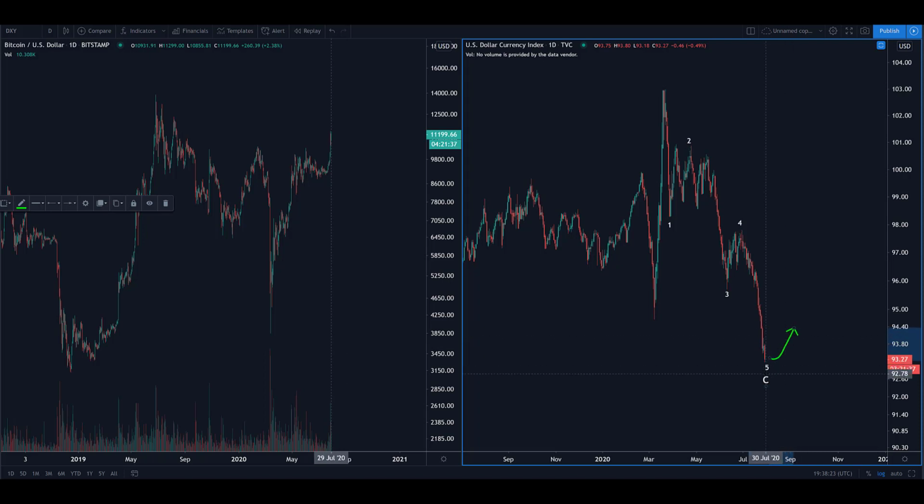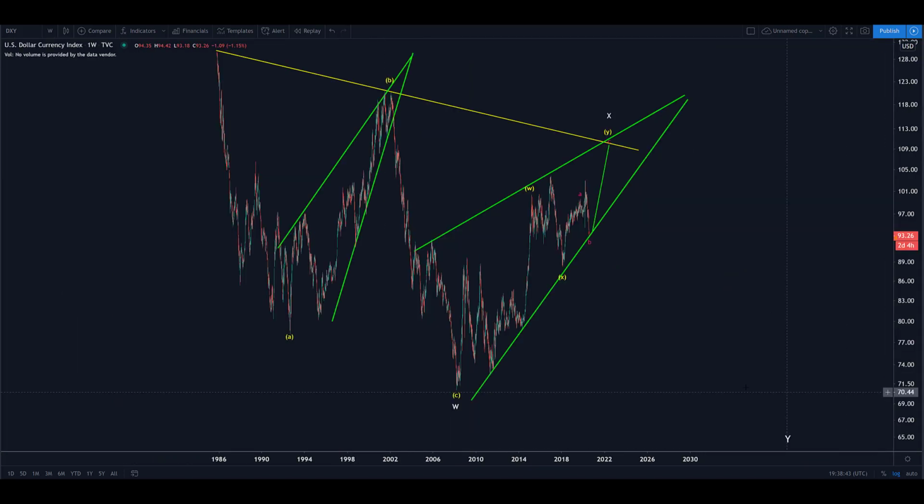Could it go a little lower? Yes. But if we count the subwaves of 1, 2, 3, 4, and 5, I think this 5 of C is likely at a terminal phase. If we look at the weekly chart of the dollar, you'll see this upward wedge fractal, which is currently probably being mimicked in the current price action.